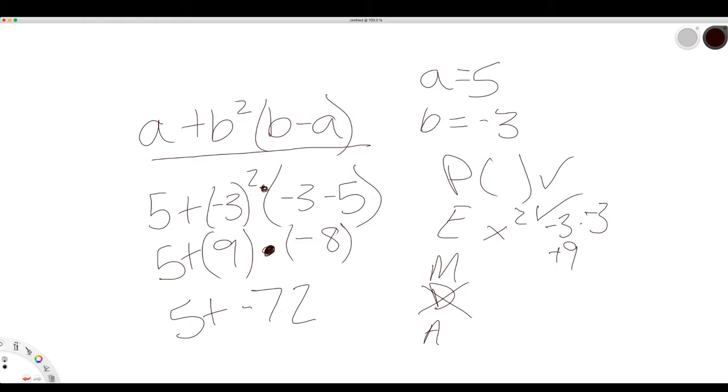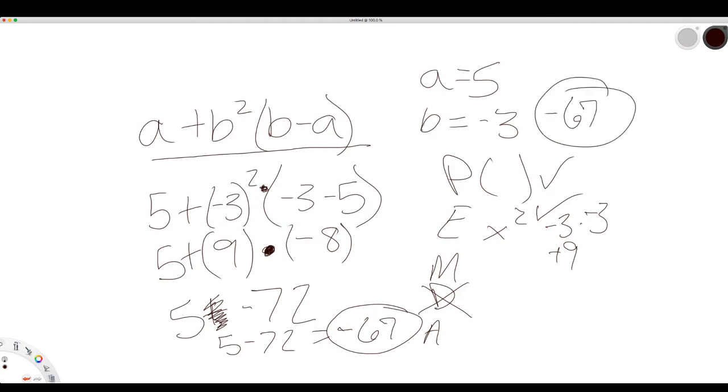Anytime you're adding a negative number, you can just drop or forget about the plus sign. So we have 5 minus 72, which is what? Well, let's count backwards here. 72, 71, 70, 69, 68, 67. So we should get negative 67 as our answer. So that was fun there. We got negative 67. All right.